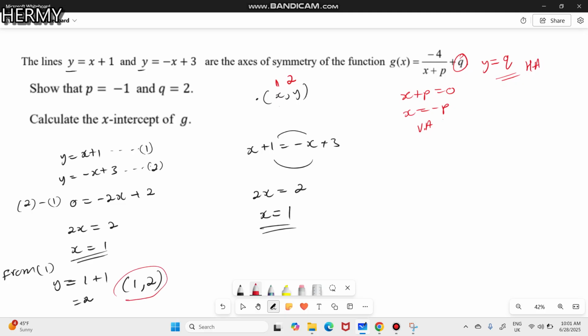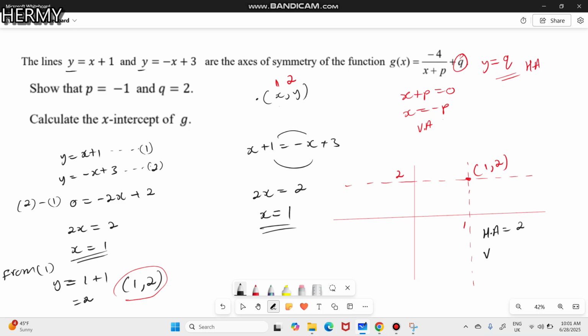What does this point tell us? It means when you have the intersection. So let me just draw to illustrate what exactly those two lines are telling us. So 1 is this side, then 2 is this side. It means those 2 points, 1 and 2, meet here. So if they meet here, it means our horizontal asymptote will be what?